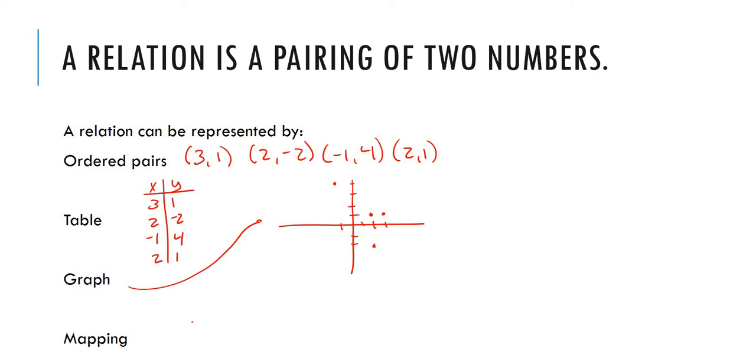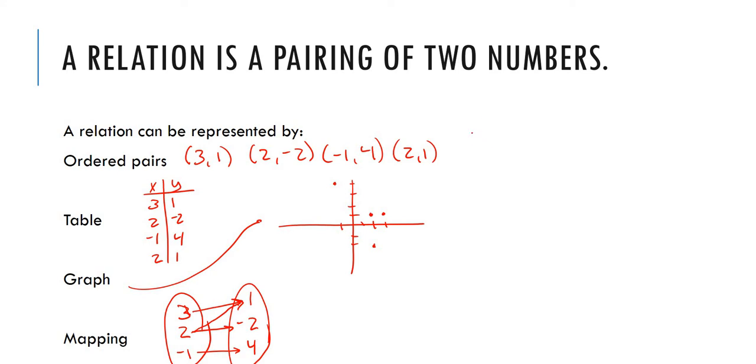The last is a mapping, where we take our x values and list them, 3, 2, and -1. I don't need to list the 2 twice because I already have it. And I put those in a group. And then I put my y values in a group, 1, -2, and 4. And then I show the pairing: 3 pairs with 1, 2 pairs with -2, -1 pairs with 4, and then 2 also pairs with 1. So those are the ways that we can represent these pairs of numbers.